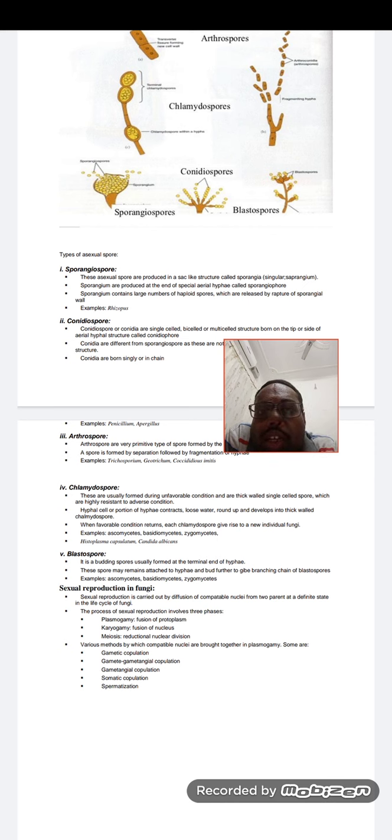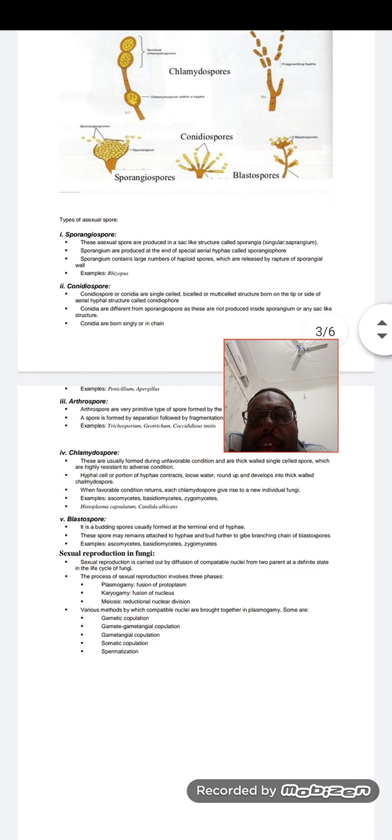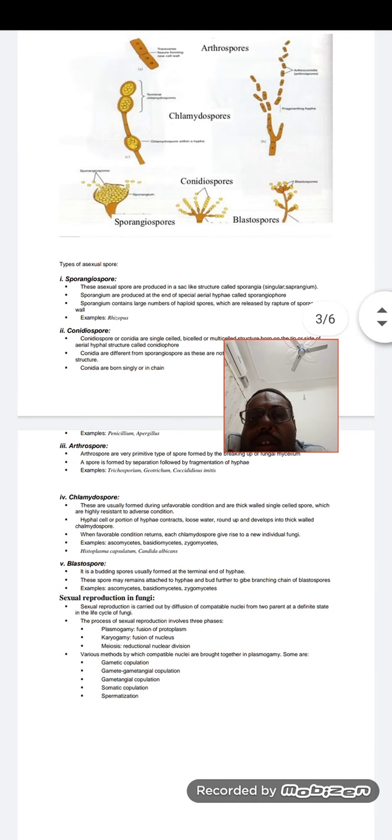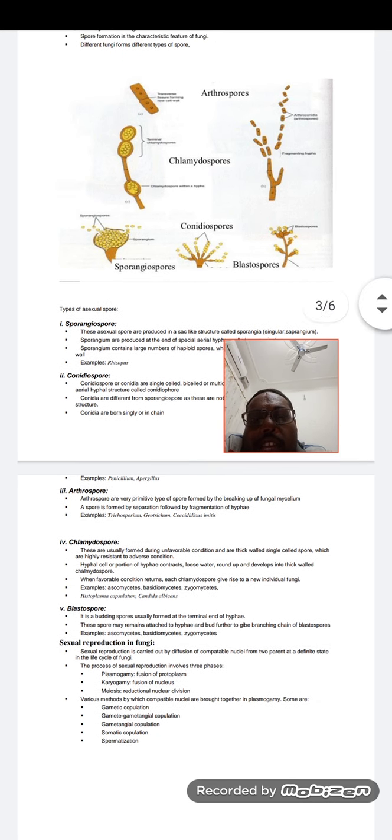Blastospores are budding spores that form at the terminal of the hyphae. They look like spores attached to a bud, something like a plant-like structure, and each of them will fall down and develop into a new fungus. These are one of the main techniques by which fungi undergo asexual reproduction, especially spores.